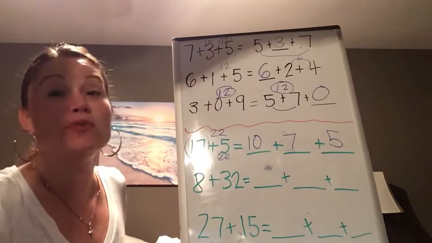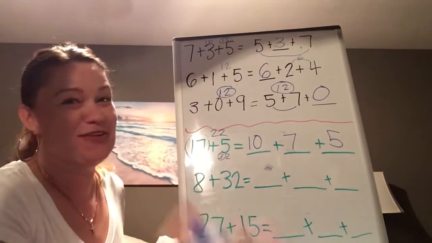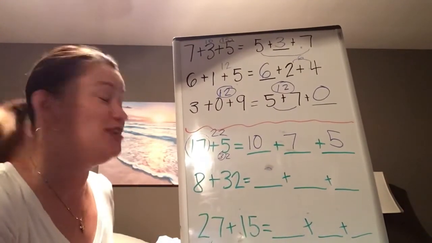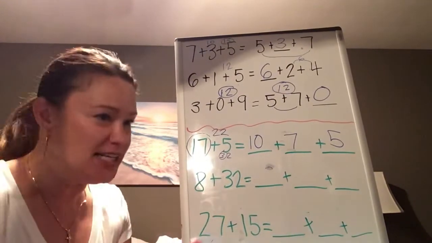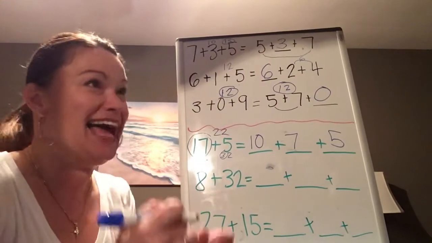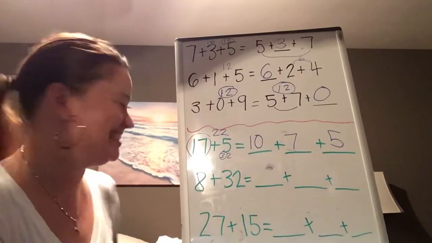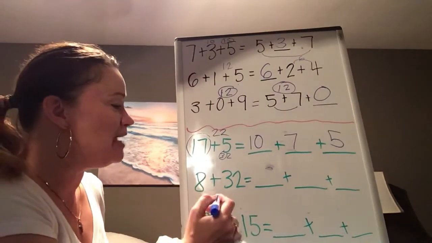Now you don't have to do that. You don't have to actually calculate it. Okay, you just have to break down one of the numbers. But if you want to calculate it for fun because you love math and you love adding numbers, then you go for it. So over here, I've got 8 plus 32.